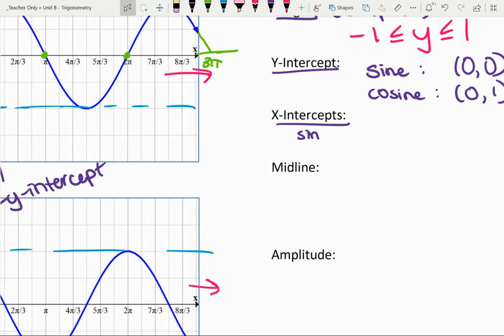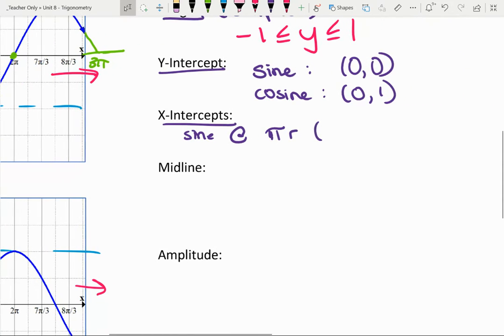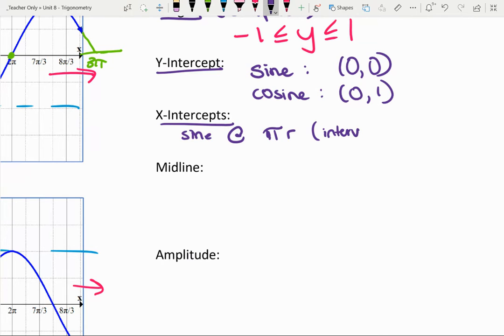So we're going to say that this has x-intercepts at pi r, so we'll call this intervals of pi.